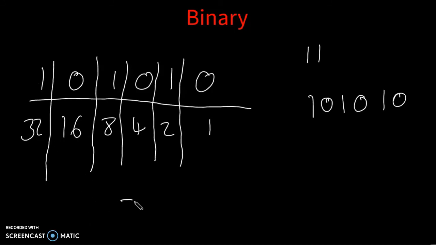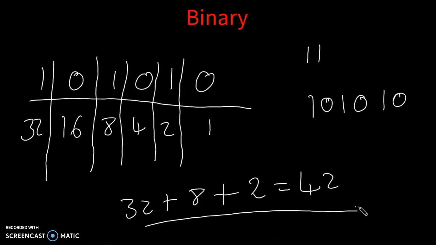It will be 32 because there is a 1. We do not have a 16 because there is a 0 there. Plus 8, because there is a 1 here. And then there is a 0 here, we are not going to take that one. There is a 1 also here, we are going to put 2. And then this will be equal to this, and this will give us 40 and it's 42. And this is how we convert numbers from binary to decimal.